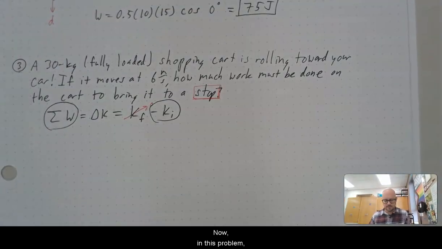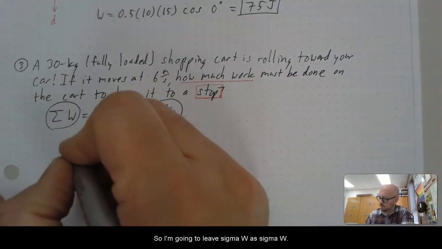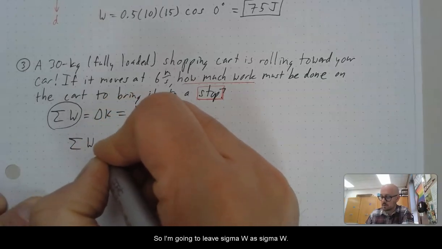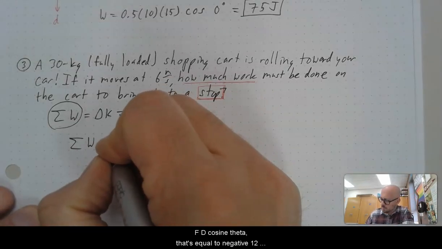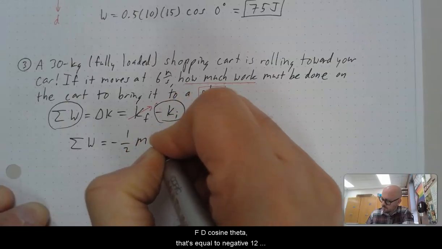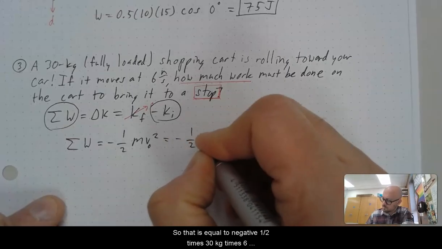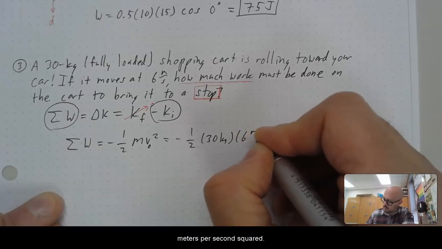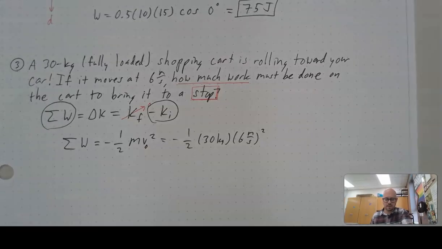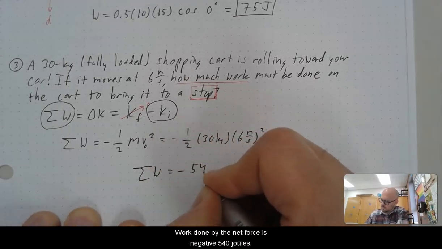Now, in this problem, we are trying to find how much work is being done. So I'm going to leave sigma w as sigma w. We're just finding work. We're not doing FD cosine theta. That's equal to negative 1/2 mv naught squared. So that is equal to negative 1/2 times 30 kilograms times 6 meters per second squared. And so that is going to give us a negative amount of work. Work done by the net force is negative 540 joules.